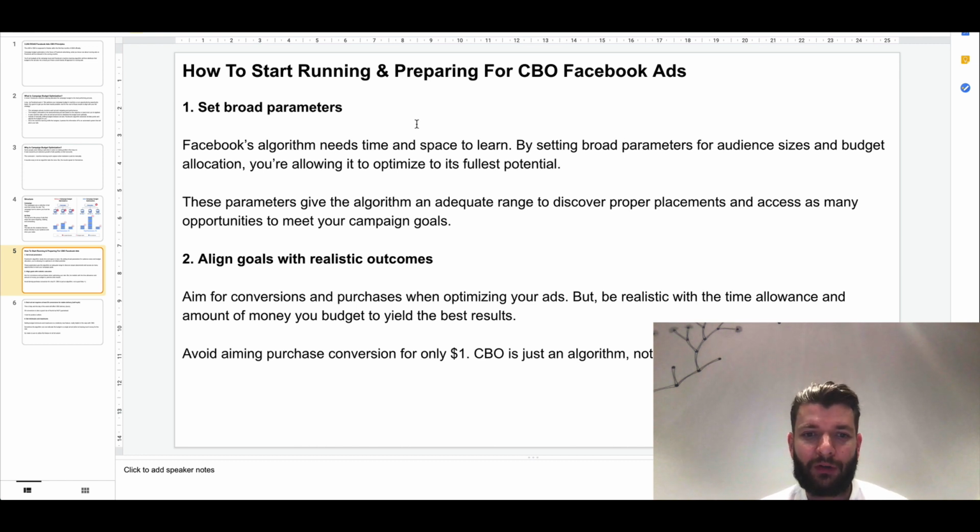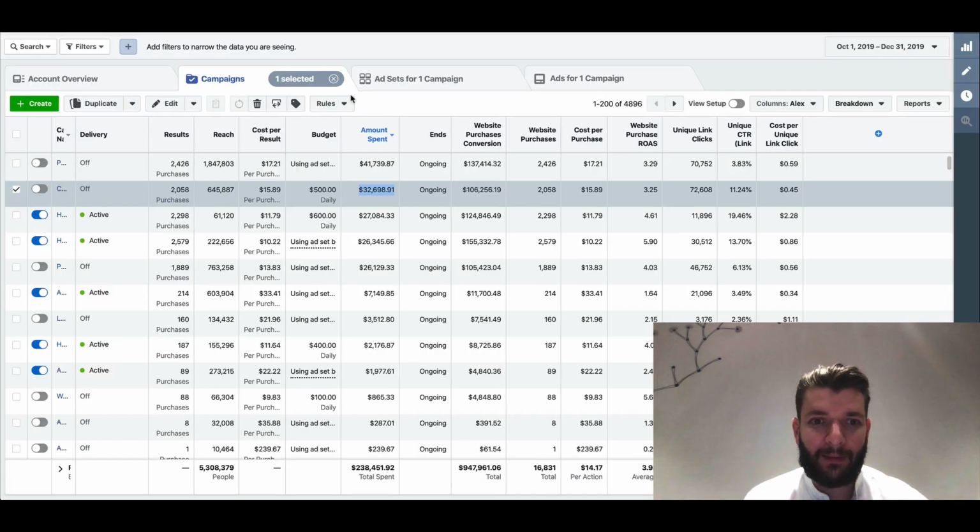Now, align your goals with realistic outcomes. For example, if you optimize for conversions, and you're starting from a new account, or even if you already have data on your account, CBO campaigns will generally take more time to learn, right? And CBO is not some kind of fairy or magic. So for example, let's say you set up a CBO campaign of, I don't know, $10, and inside of that CBO campaign you have, I don't know, 5 different ad sets, and inside of each of those ad sets you have 3 ads.